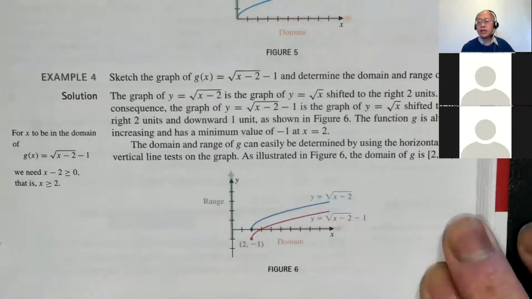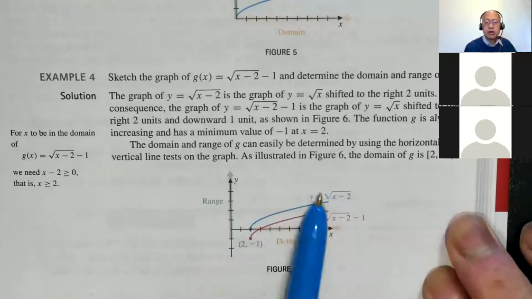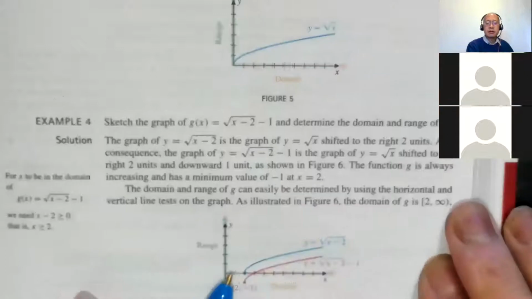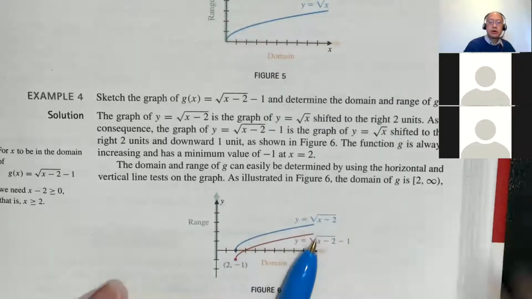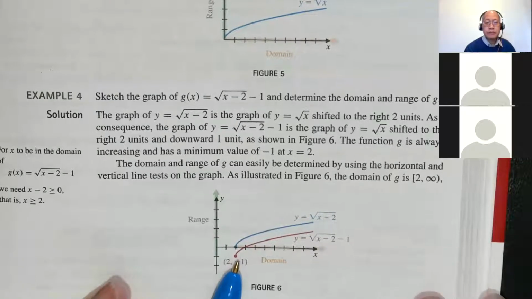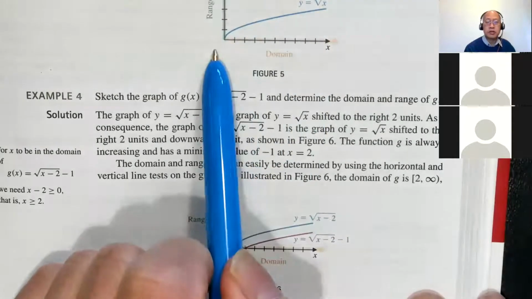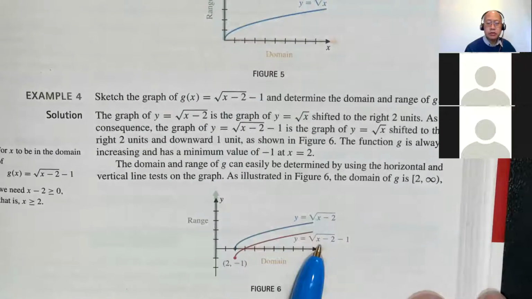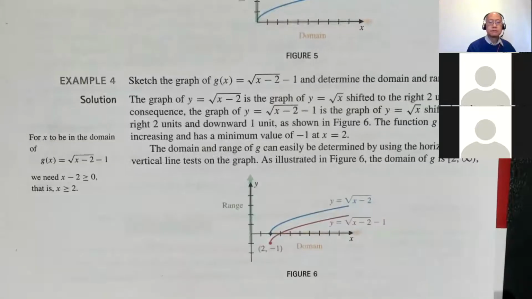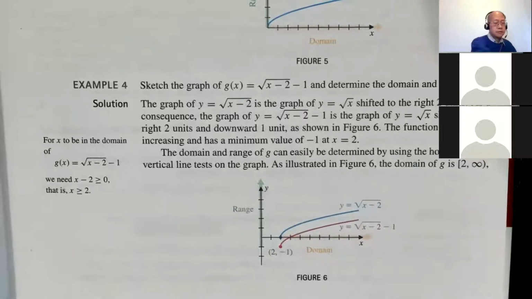And once again, you can do all kinds of stuff to it. Square root of x minus 2 shoves the graph 2 to the right. Square root of x minus 2, minus 1, go down 1 unit. So here's the original square root function. Square root of x minus 2, minus 1, that moves 2 to the right, 1 down. So I just draw the basic graph like so.